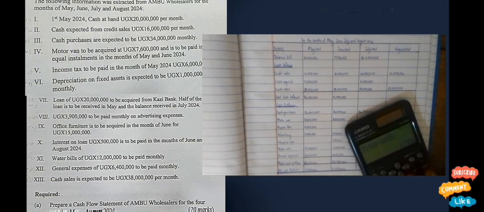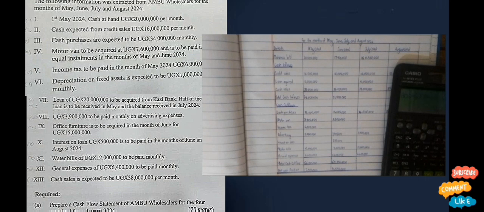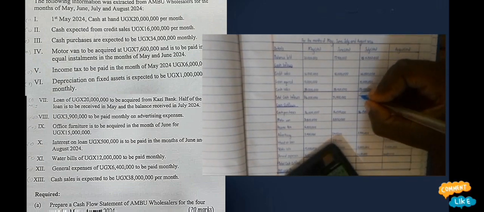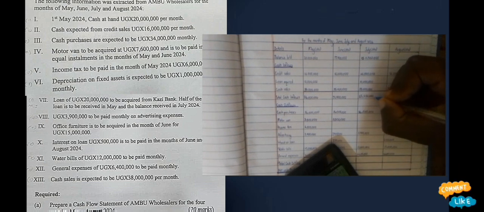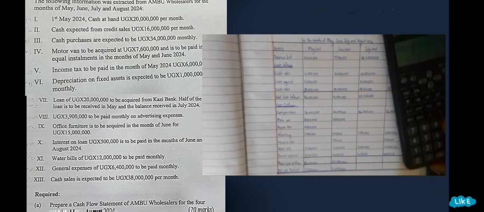And then we shall repeat the same process. We're going to add the balance brought down plus the credit sales plus the loan acquired plus the cash sales to get the total cash inflows for the month of July. So this is the total cash inflow for the month of July. So we're going to add all the cash outflows and get the total cash outflows.